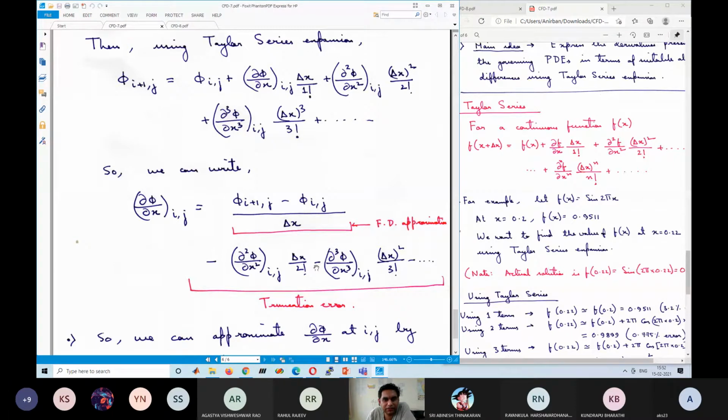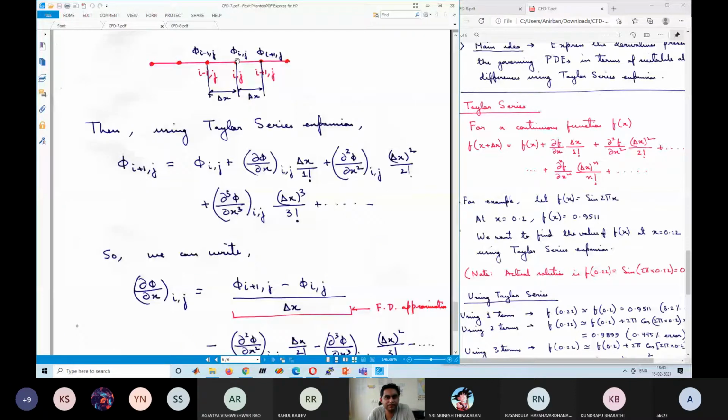Next, this term is there, minus del cube phi del x cube at ij into delta x cube by factorial 3 divided by delta x. So one delta x gets cancelled, and you are left with delta x square by factorial 3, and so on and so forth. So this first part of this equation is known as the finite difference approximation or the difference equation. So we can find this derivative del phi del x at ij by using the value phi i plus 1 j minus phi ij by this distance.